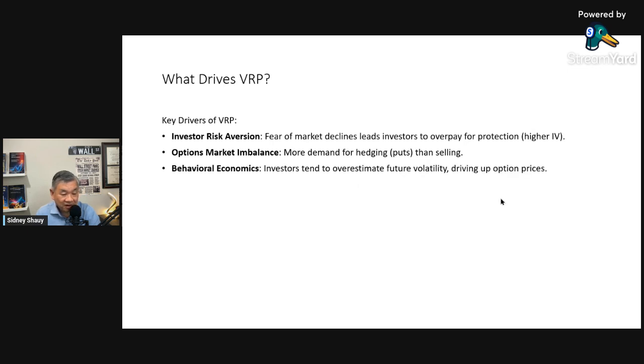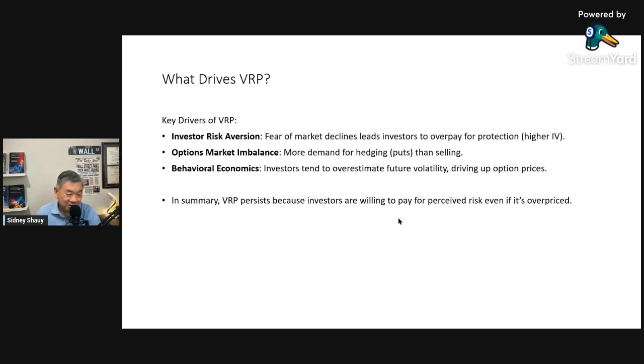And in behavioral economics, investors tend to overestimate future volatility, driving up options prices. Okay, those things all move the VRP. But in summary, the VRP persists because investors are willing to pay for perceived risk even if it's overpriced. So the investors know that there is a VRP and they're more than willing to pay it, because they're going to get the protection they needed.